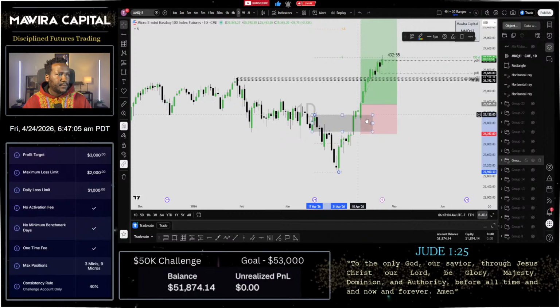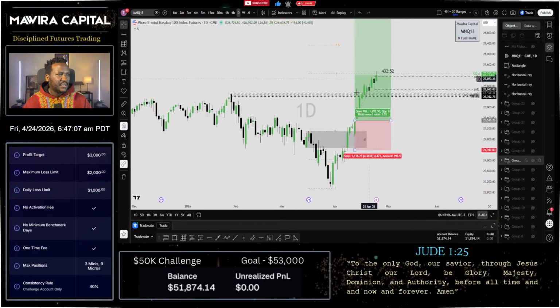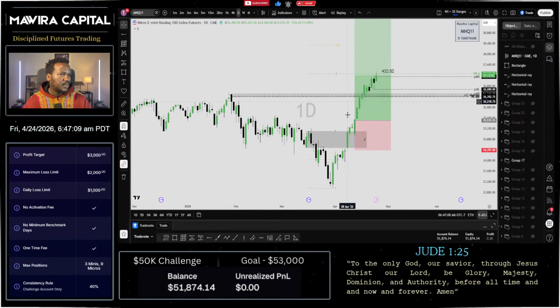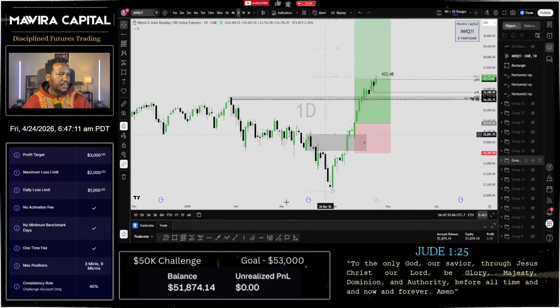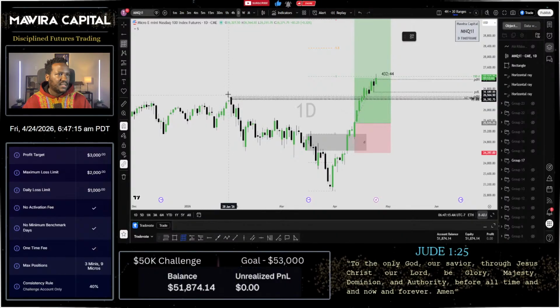So, you know, this is just something that I look at when I notice a break on the 1 hour, on the daily. I'll just mark it and just trade it virtually.